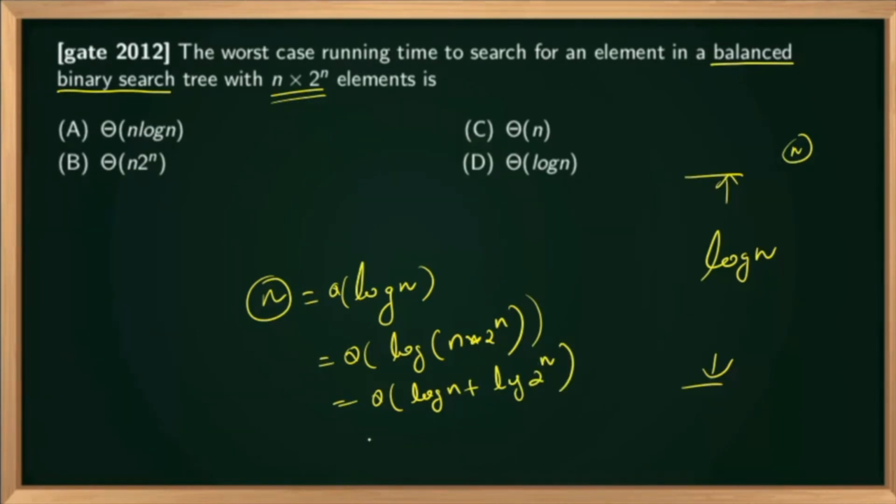This portion is log n, and this portion, log 2 raised to n, should be n into log 2. Log 2 is 1. So you get theta of n plus log n. We know that log n is a low order term, so we can write it as theta of n. So the answer should be C.